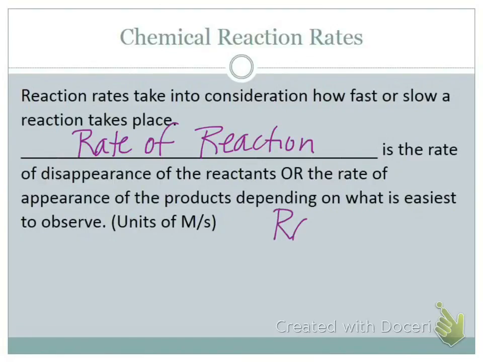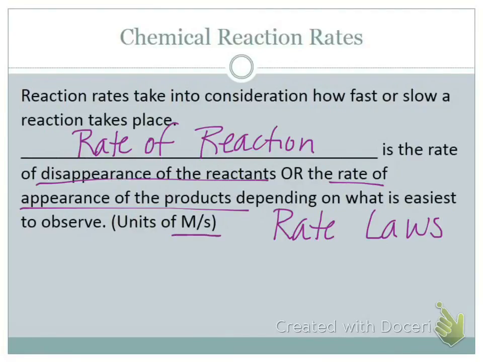Also, sometimes we refer to those as rate laws. And what it is telling you is the rate either of the disappearance of the reactants or the rate of the appearance of the product, depending on which one is easiest to observe. So some reactions it would be easier to observe how fast the reactants are disappearing, and others it would be how quickly are the products appearing. The units are M per second, which is molarity, of course, per second. So that's what the rate of reaction is.